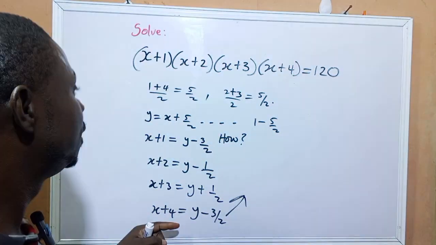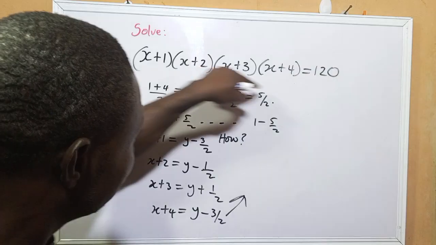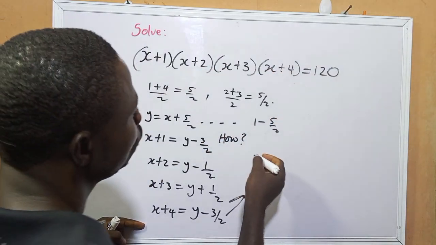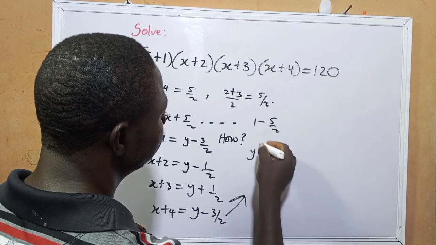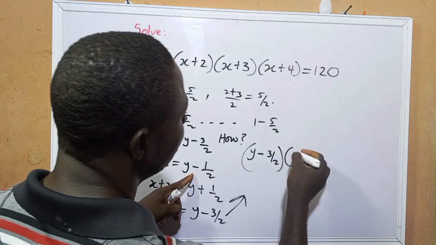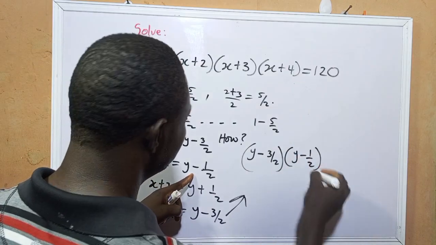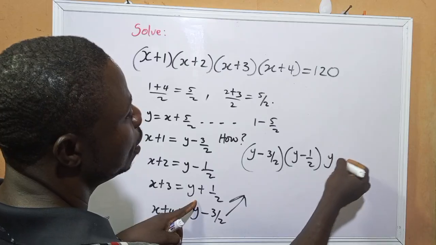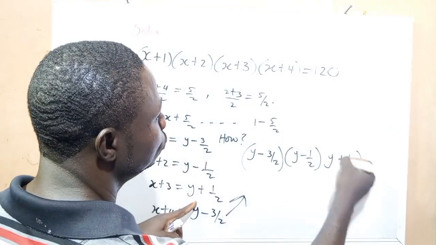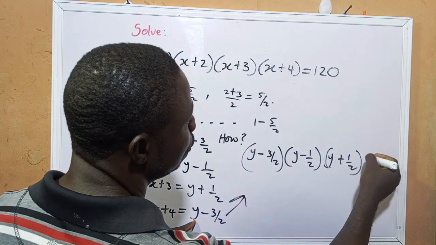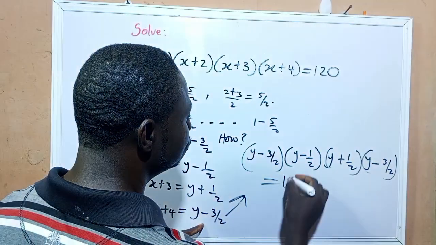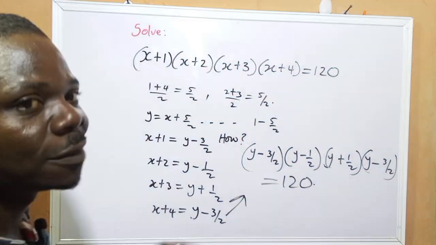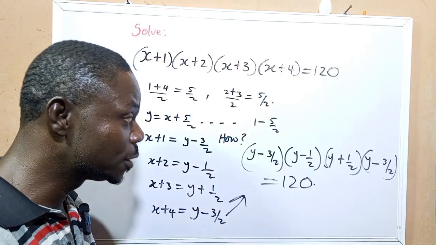Therefore, this whole expression now becomes y minus 3 over 2, y minus 1 over 2, y plus 1 over 2, y plus 3 over 2 is equal to 120. So that's the first step. Now let's move on to the second step.